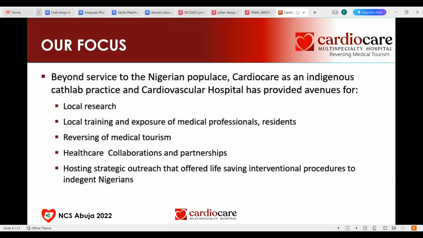Our focus is beyond service to the Nigerian populace. Cardio Care is an indigenous cath lab practice and cardiovascular hospital. We are into local research. We train and give exposure to medical professionals also. But our main aim is to reverse medical tourism. We do healthcare collaborations and partnerships. We host strategic outreaches that offer life-saving interventional procedures to indigent Nigerians.